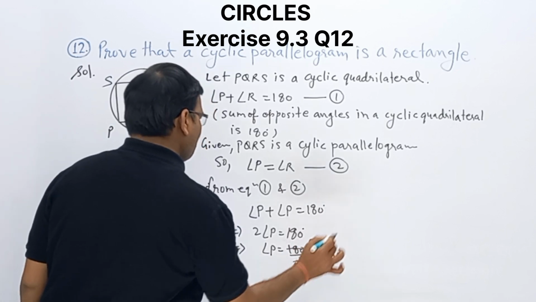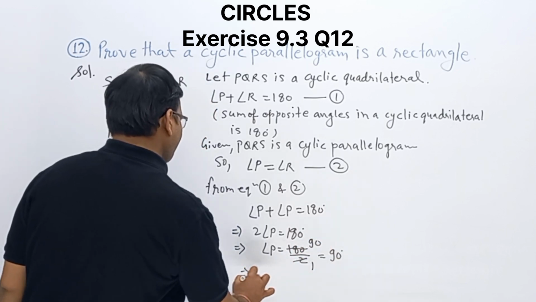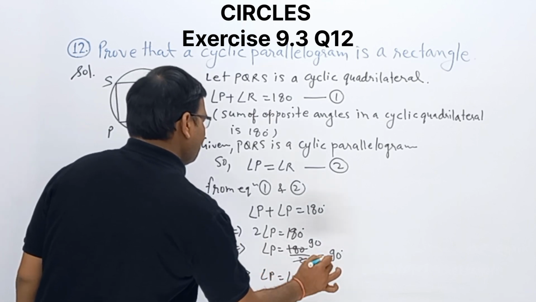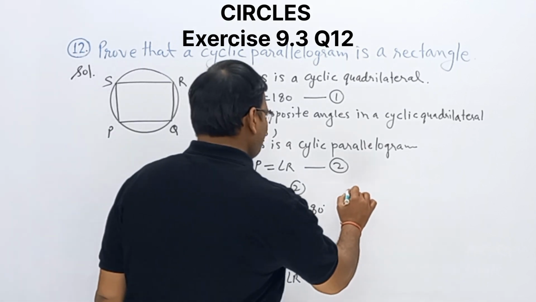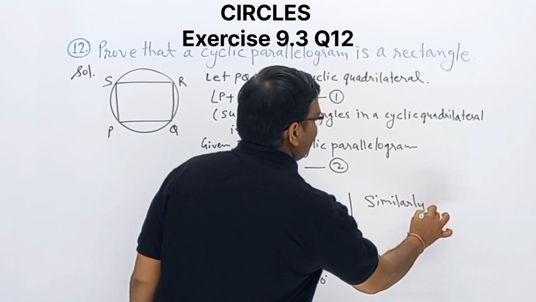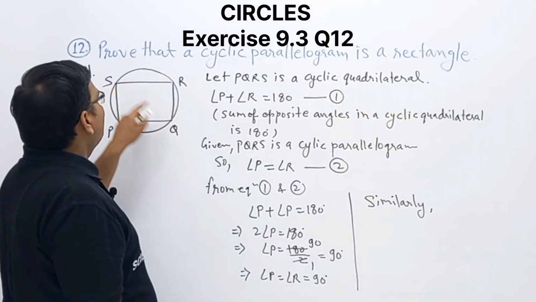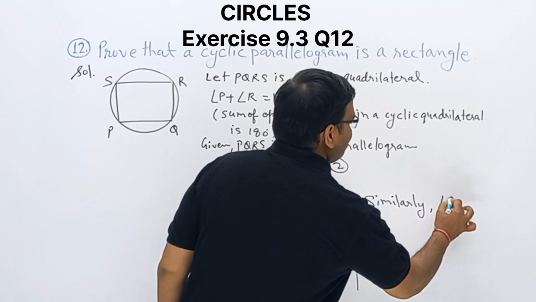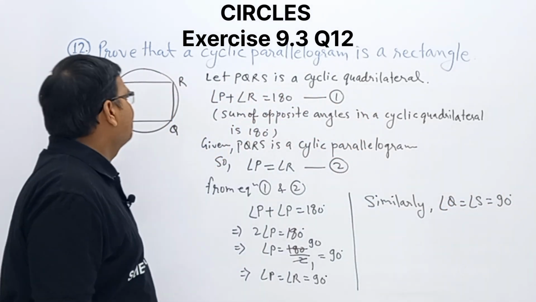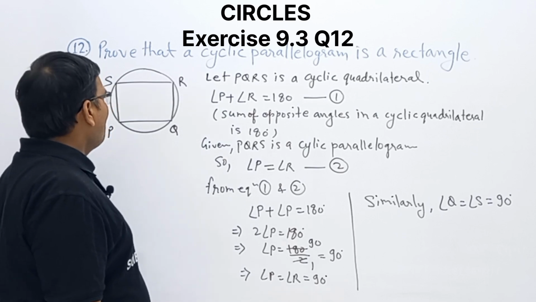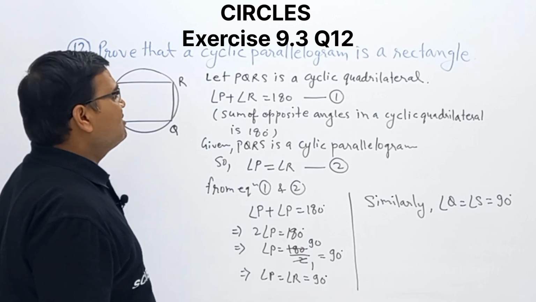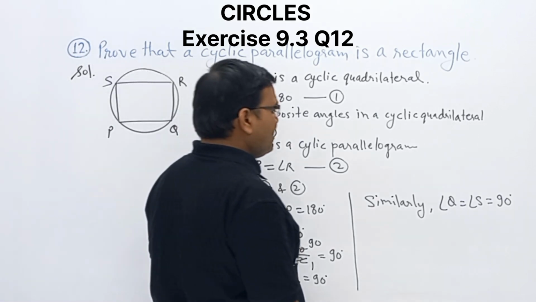So angle P equals 90 degrees, and angle P equals angle R equals 90 degrees. Similarly, we can say angle Q equals angle S equals 90 degrees. Now all the angles of this parallelogram are 90 degrees.